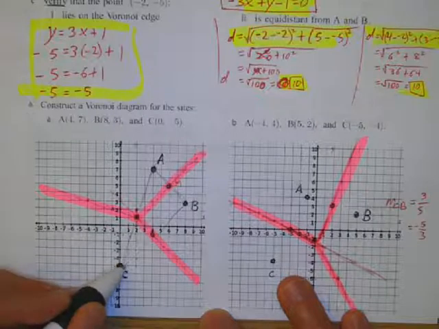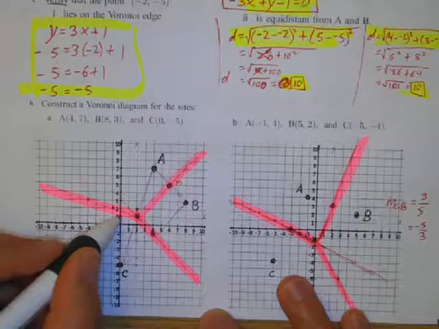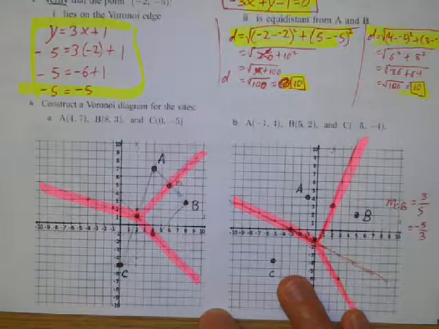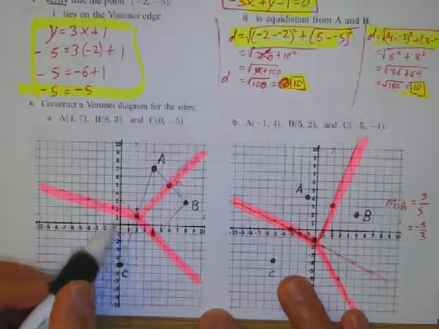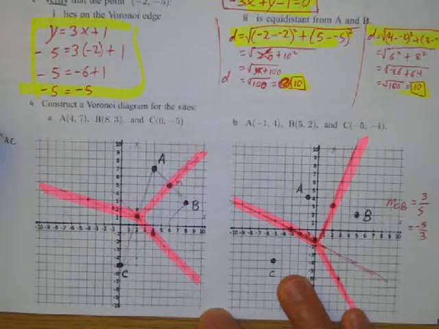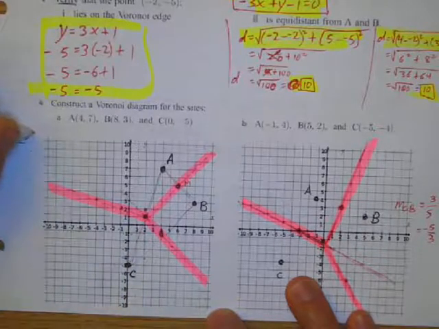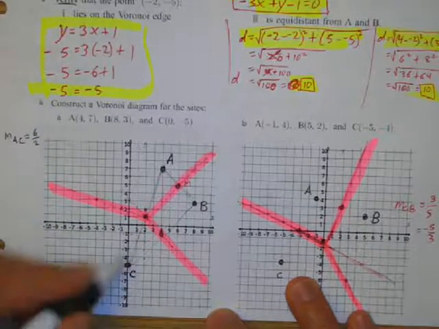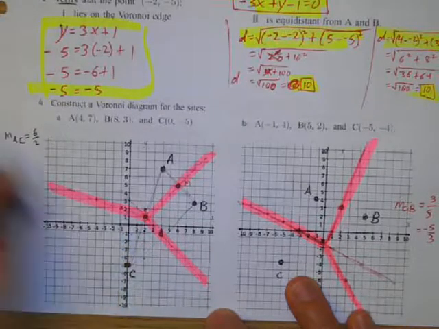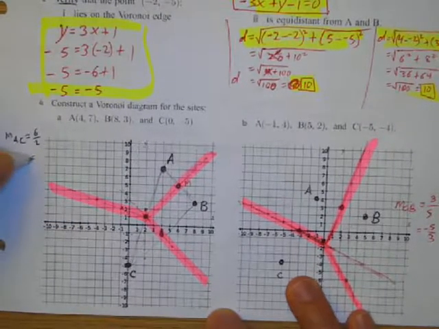So it goes up 6 over 2. So from A to C, it goes up 6 over 2. Yeah, it's got a slope of 3. So the perpendicular slope of AC is going to be negative 3.